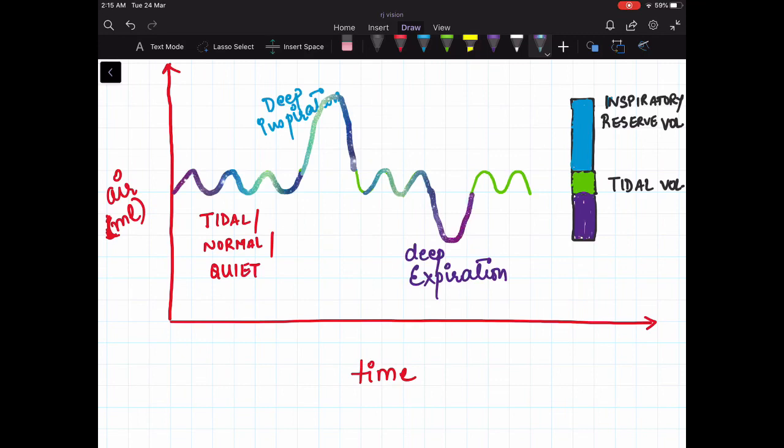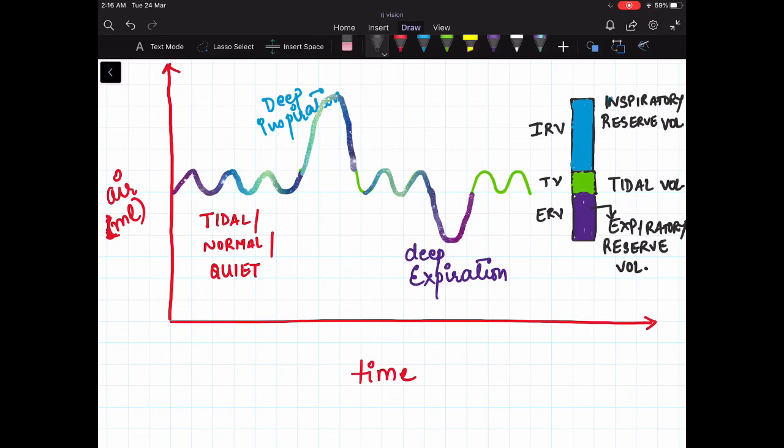And then inspiring that extra air. So that air that you've expired out, which you see in violet, what is that? That is expiratory reserve volume. So this is expiratory reserve volume. See, the green one is TV, tidal volume. The blue is IRV, inspiratory reserve volume. The violet is ERV, expiratory reserve volume.